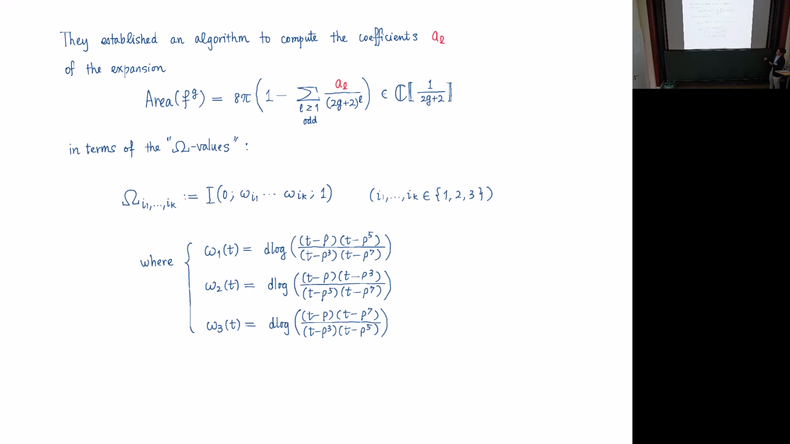They're also closely related. The area in particular is given by 8 pi times some Taylor series in 1 divided by 2g plus 2. And the coefficients were given by something they call omega values. The omega values are hyperlogarithms, iterated integrals integrating from 0 to 1 with 3 differential forms like this, having poles at primitive roots of unity.